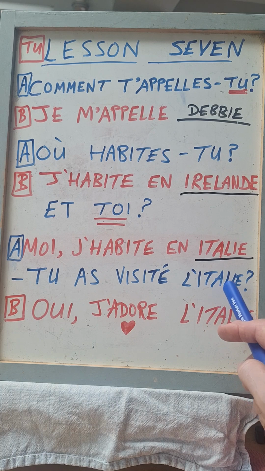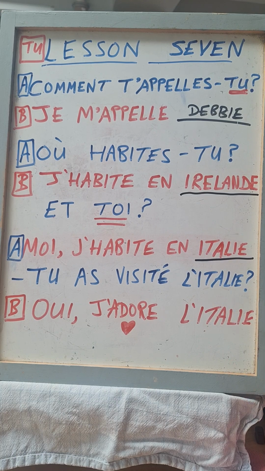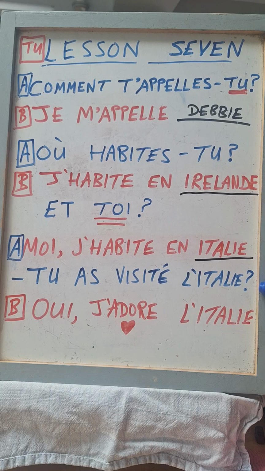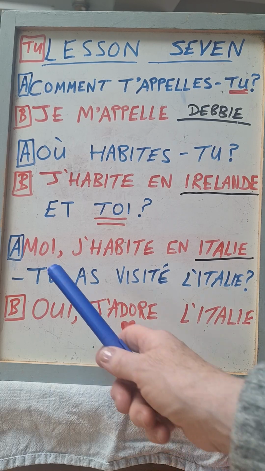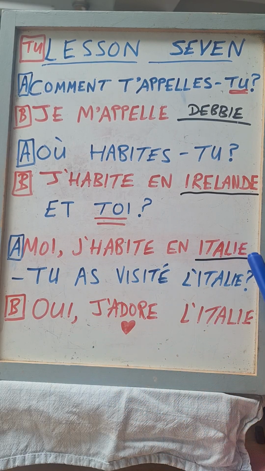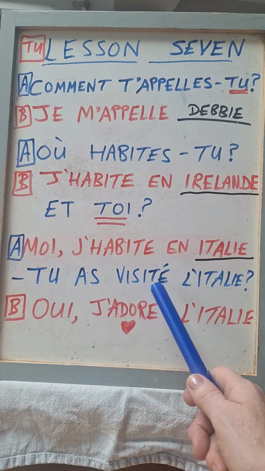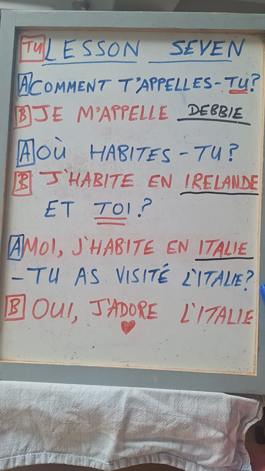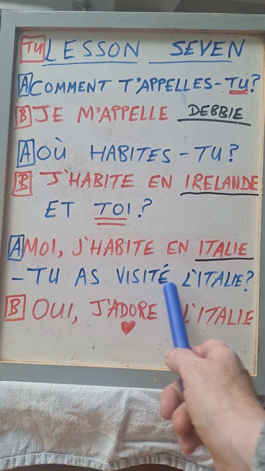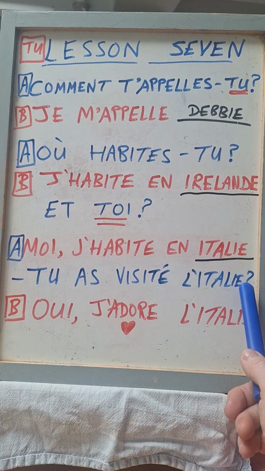Tu as visité l'Italie? So person A is saying that they live in Italy. And then they're asking a question back. Have you visited Italy? Let's practice that pronunciation again. Moi, j'habite en Italie. Tu as visité l'Italie? Now that is one way of asking a question. At the end of the lesson, you're going to see a different way of asking this same question. Okay, so wait for that.